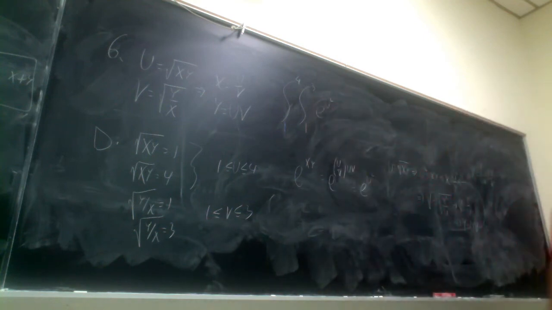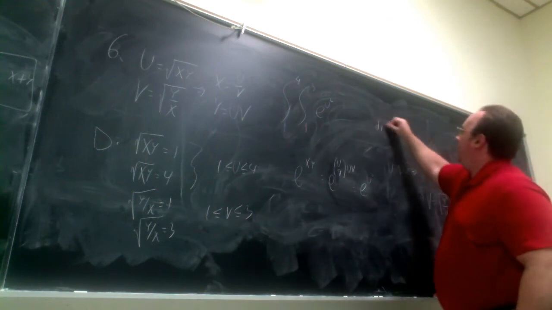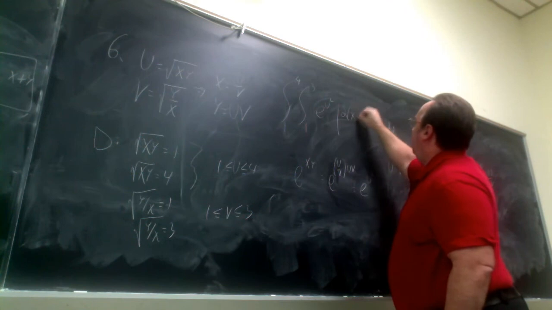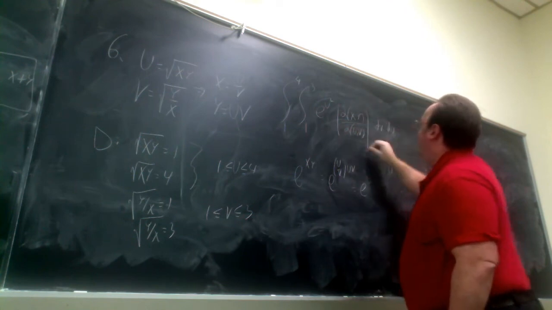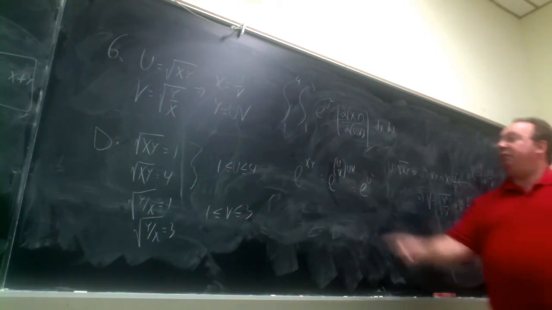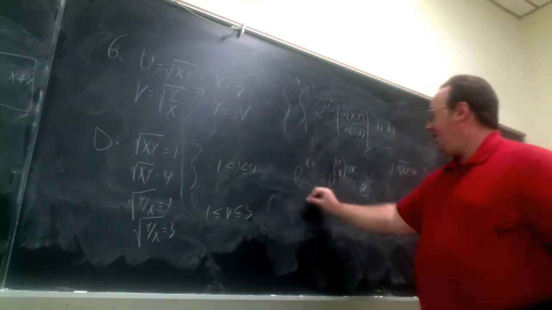Now the only thing left is, okay, I'm going to have dv du, and I need to have my Jacobian, which comes from partial derivatives of x and y with respect to u and v. So I can go back to these equations.